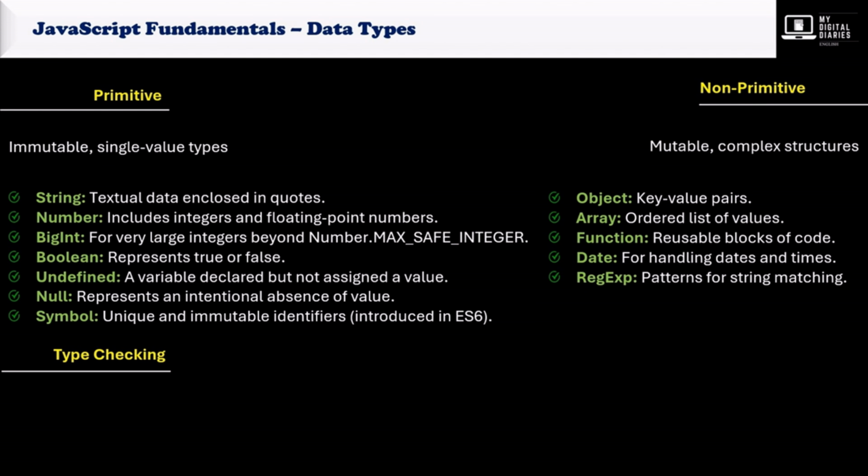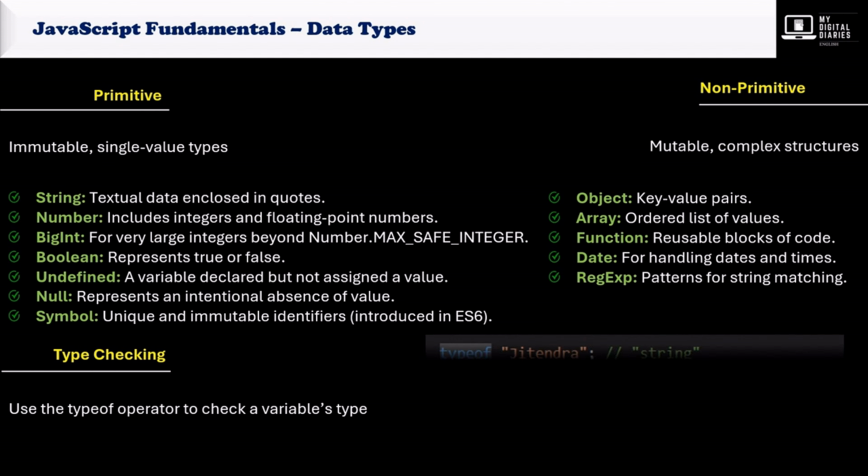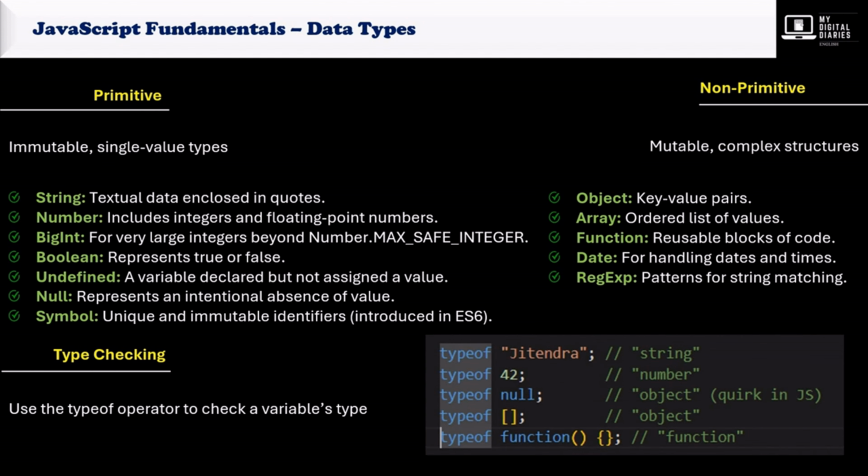There's something called type checking. You can check your variable's type. Use the typeof operator to check a variable's type. These are a few examples. If you say typeof "Jitendra", it will give you string. typeof 42 will give you number. typeof null will tell you object. So null is an object, remember that. typeof array will give you object. Again, array is an object. typeof function will give you function. So these are the data types in JavaScript.